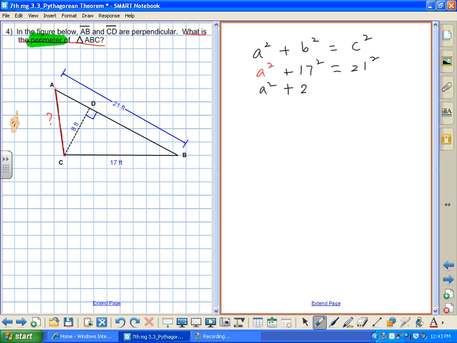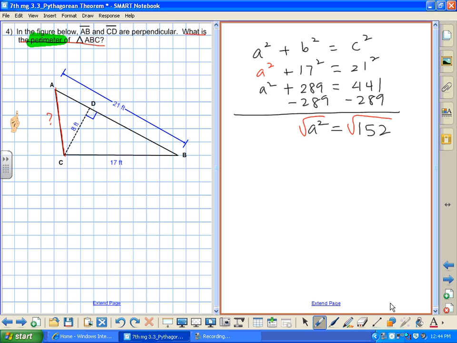17 times 17 is 289. 21 times 21 is 441. Okay, and so you end up subtracting 289 on both sides. What do I end up getting? A squared equals 152. And now I need to square root the 152, and then you end up getting stuck. There is no perfect square for 152. Like what times what will give me 152? It's not going to be a perfect square, that's for sure.